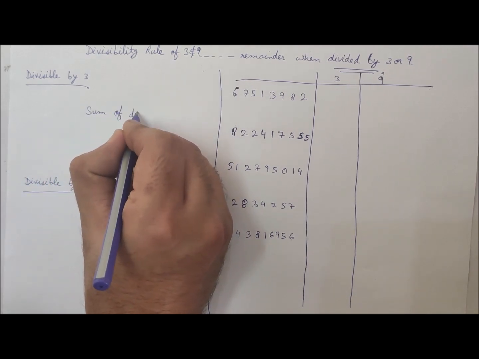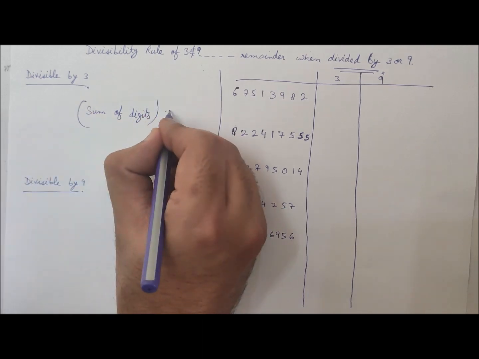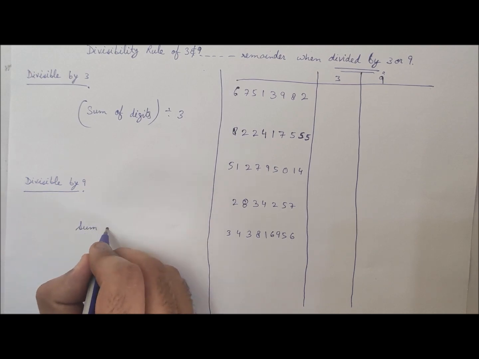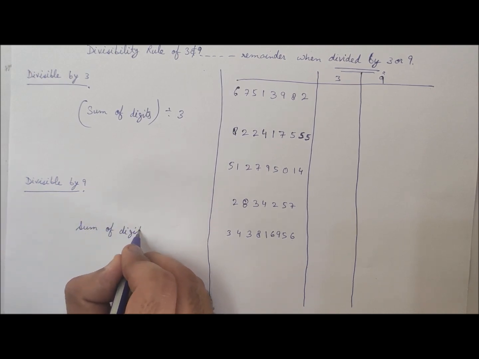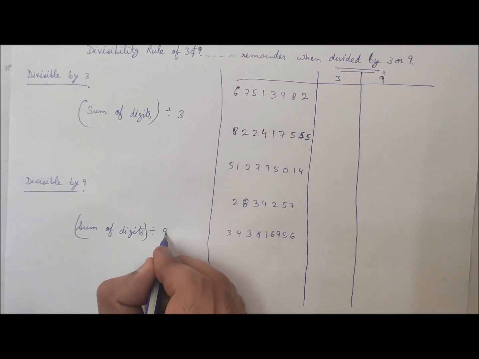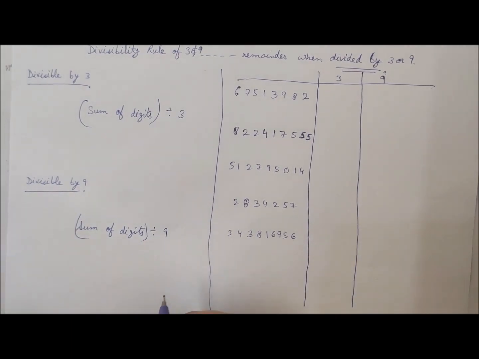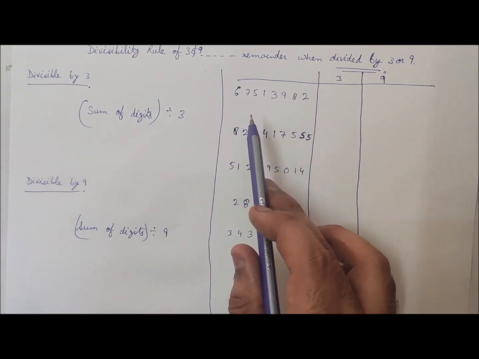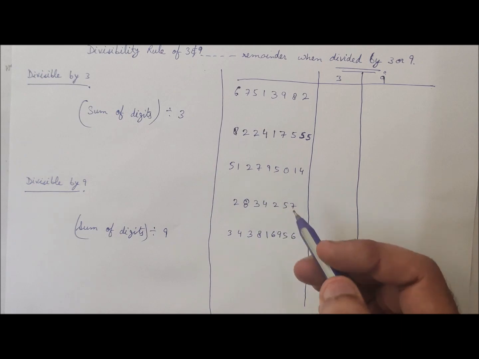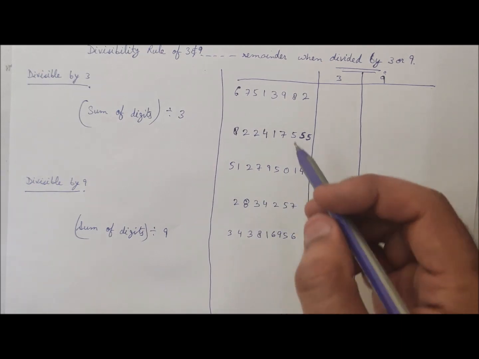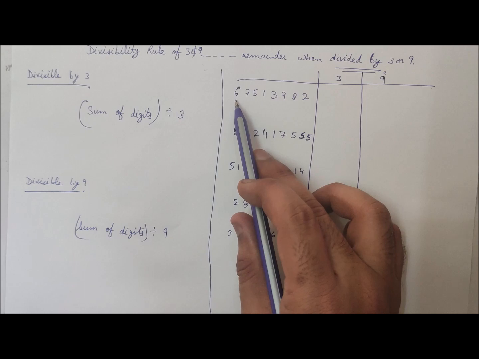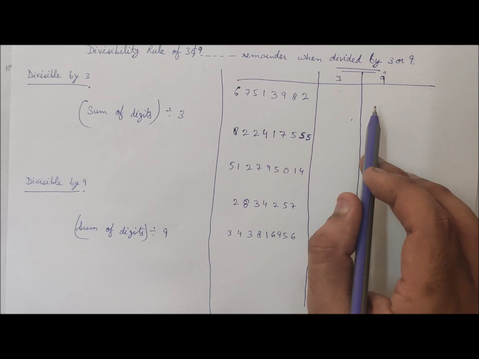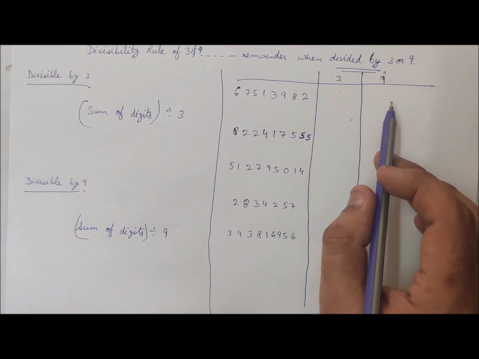Sum of digits divided by 3, and for 9 we have sum of digits divided by 9. That's the easiest definition available for 3 and 9. So we'll quickly do 4-5 examples so that you can infer it much better. We can just add the digits and then check whether it is divisible by 3 or 9 and whether it leaves any remainder or not.